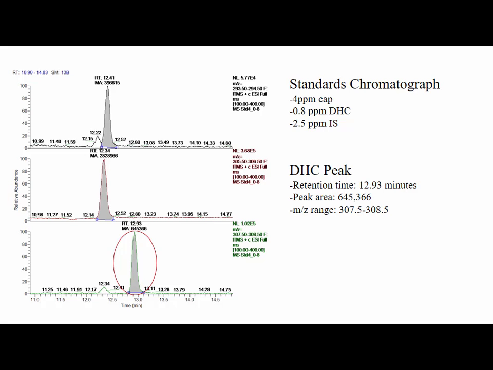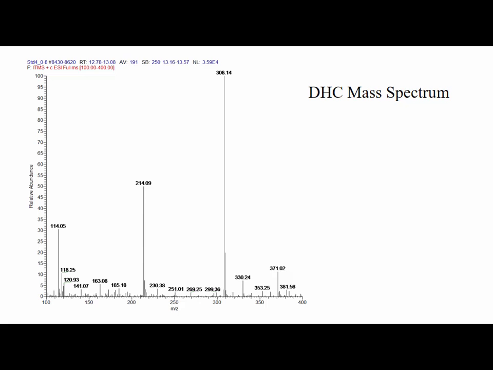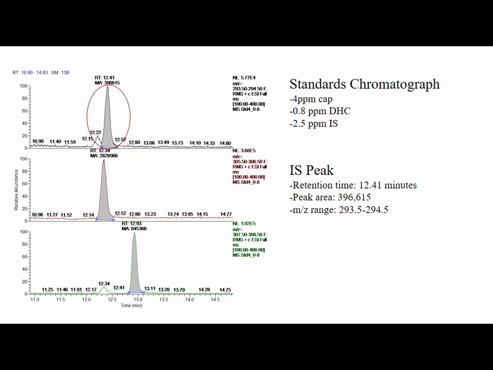All right, so next I'm going to look at the dihydrocapsaicin peak. It is at a mass range of 308, and that is because the protonated form on the mass spectrum is 308.14. All right, and finally, this is our internal standard peak, and as mentioned previously, this is based on its mass to charge range at 294.